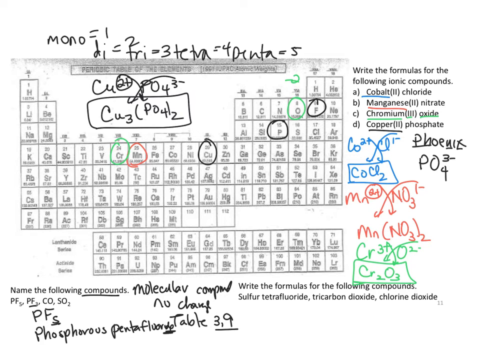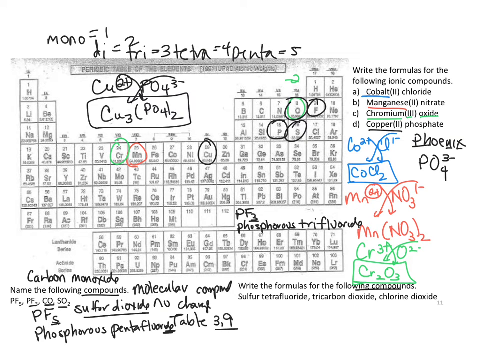So here, PF3, phosphorus. And then the 3 is trifluoride. This is carbon monoxide. And you see these are all nonmetals with nonmetals, so we don't do charges. Sulfur is here with oxygen, and that's sulfur. And then the 2 is dioxide.